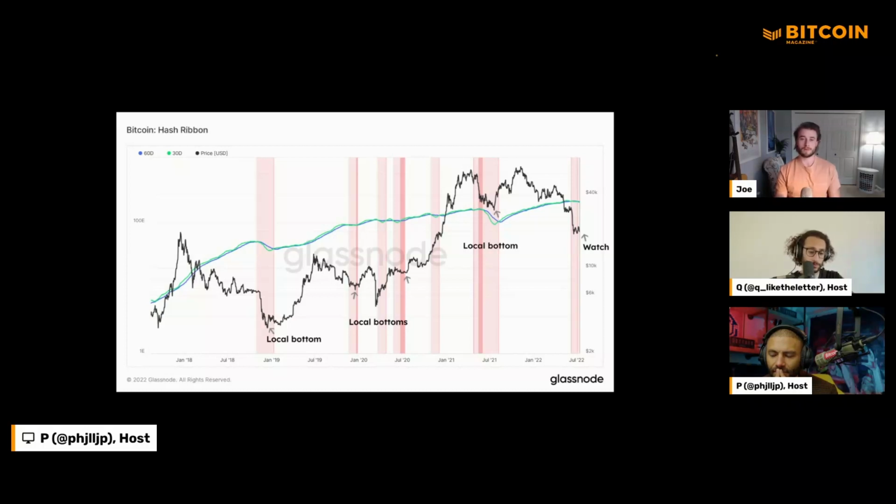For sure, yeah. So basically, these ribbons are formed. You can see the green line. I should have done a zoomed-in chart, but let's take the one in January 2019, for example. If you look at when the green line up above, which is the 30-day moving average, passes underneath the 60-day moving average, and this is hash rate, right?